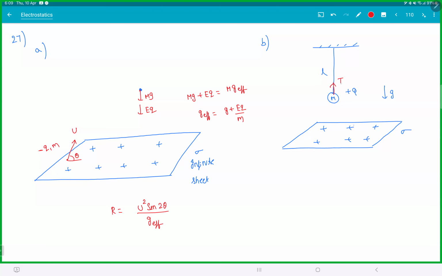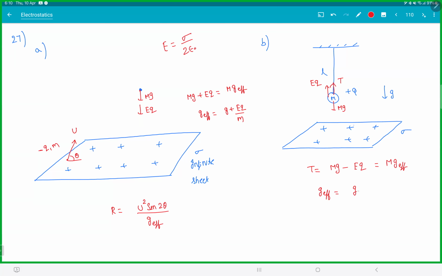Similarly here, this is tension. This is mg. Again, we are assuming tension is not becoming zero. There is a possibility. What is the value of E? Sigma by 2 epsilon. So here tension will be mg minus EQ. If tension becomes zero, then the time period is undefined. It becomes infinite. It will just float in space. This is m into G effective. So again, same thing. The pendulum won't think there's an EQ force. It will simply think the gravity must have decreased.